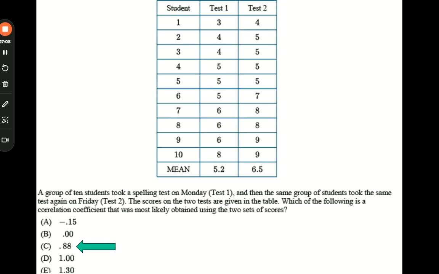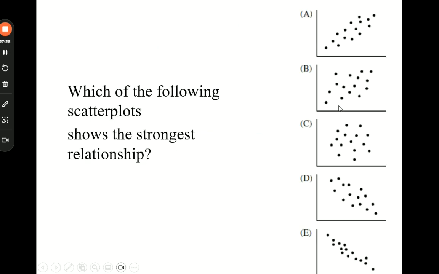Now, it's definitely not E because a correlation has to be 1 or less. And it's not D because they are different. If the answer is D, they would be exactly the same. All right.